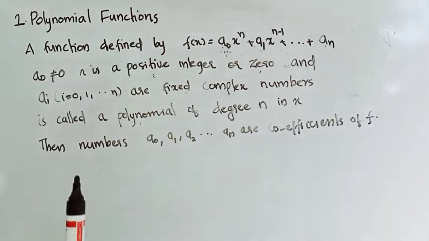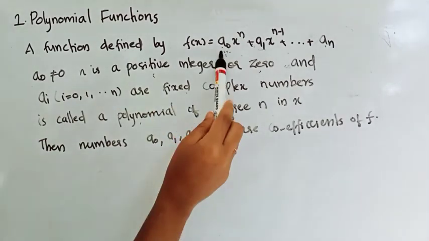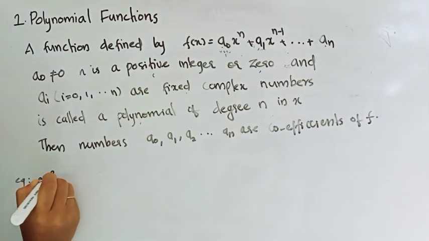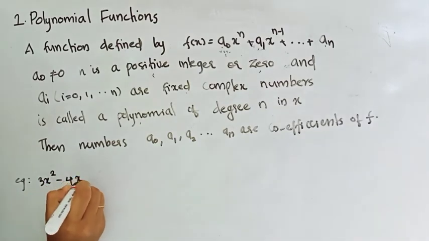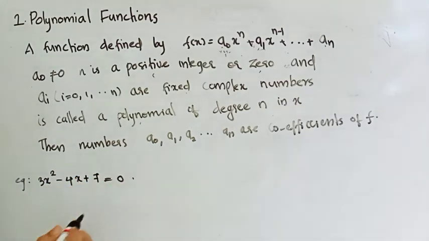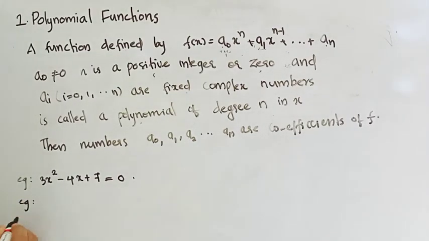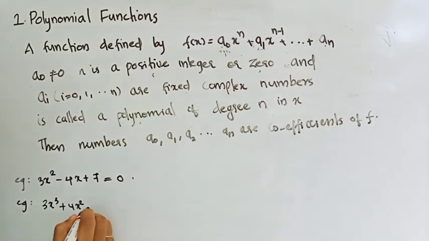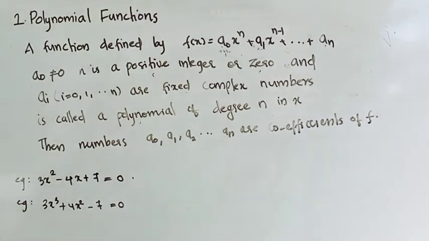Moreover, the fixed complex numbers such as a naught, a1, a2, etc. up to an, they are called the coefficients of f. We can write an example. 3x squared minus 4x plus 7 equal to 0. This is a polynomial function. And another example, 3x cubed plus 4x squared minus 7 equal to 0. This is also another example for a polynomial function.